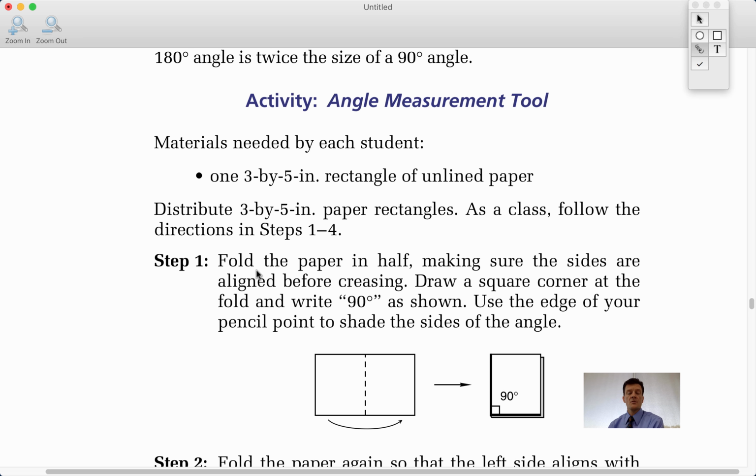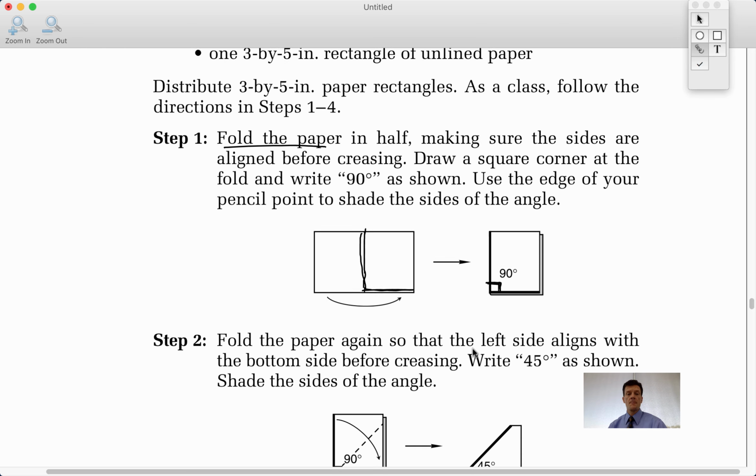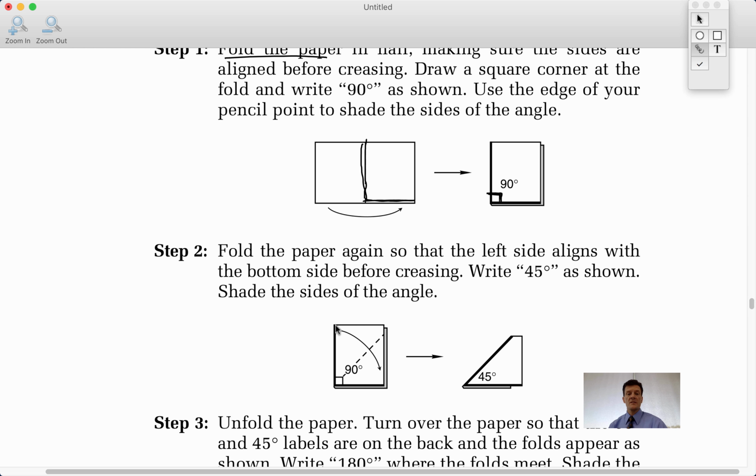All right. If you take a piece of paper and fold it in half, as long as it's a nice straight piece of paper, you've formed a 90-degree angle right there, okay? If you fold it again, meaning this corner is going to come down to that corner right there, and you line it up, now you just cut that 90-degree angle.